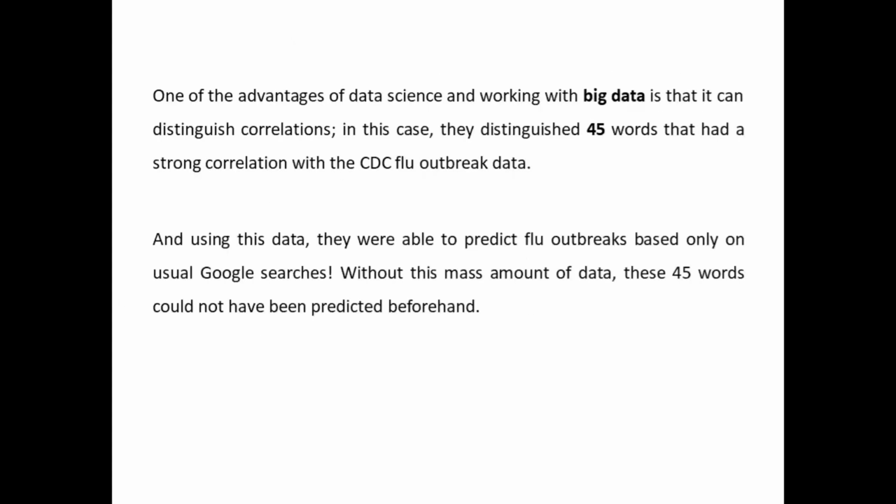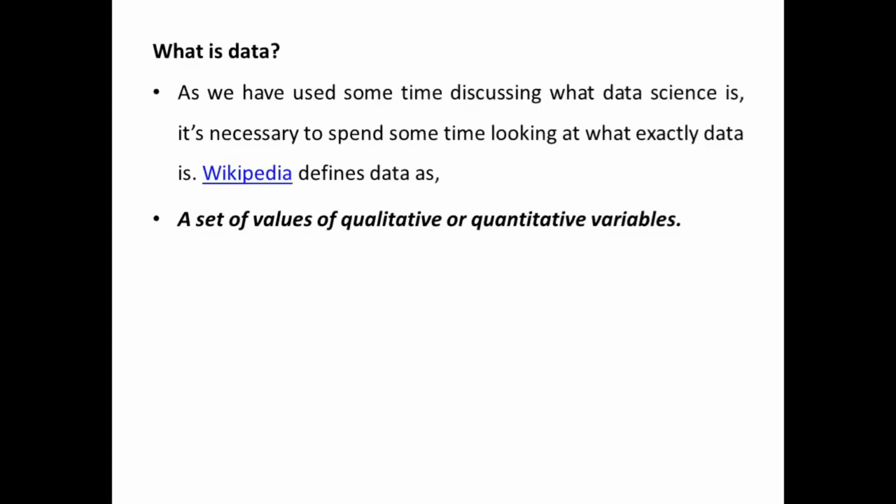One of the advantages of data science and working with big data is that it can distinguish correlation. In this case, it distinguished 45 words that had a strong correlation with the CDC flu outbreak data. Using this data, they were able to predict the flu outbreak based only on usual Google searches. Without the massive amount of data, these 45 words could not have been predicted beforehand. So this is the reason why we need data science.